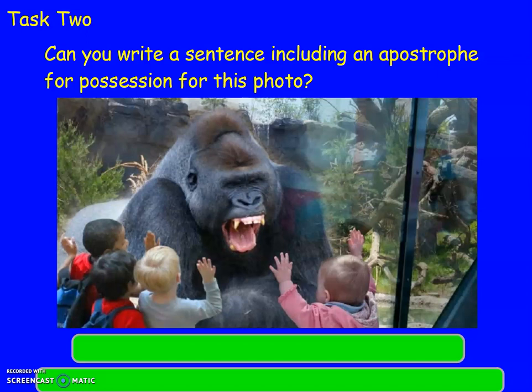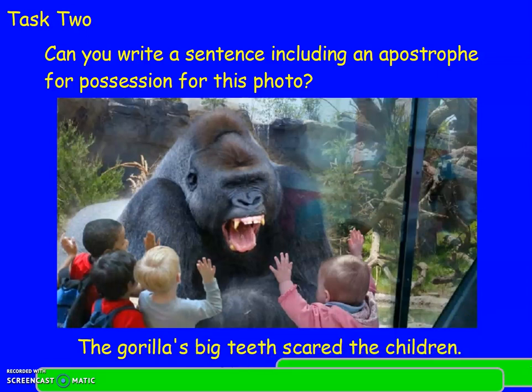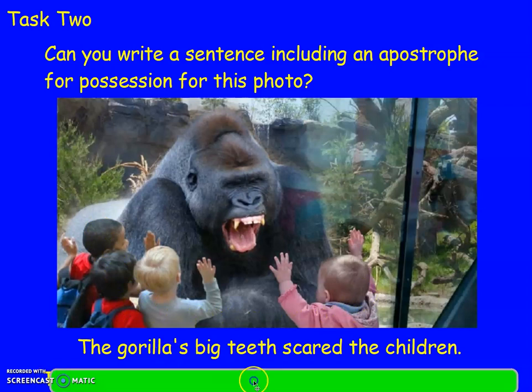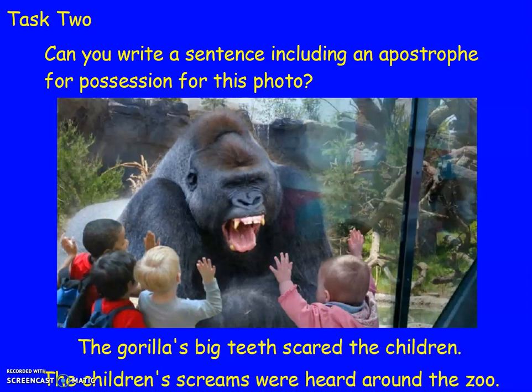So some ideas I could think of were this. The gorilla's big teeth scared the children. So it's the big teeth belonging to the gorilla. So the apostrophe goes here, an apostrophe S, because there's only one gorilla. However, if your sentence was going to be about the children, because there's more than one child, the children's screams were heard around the zoo.